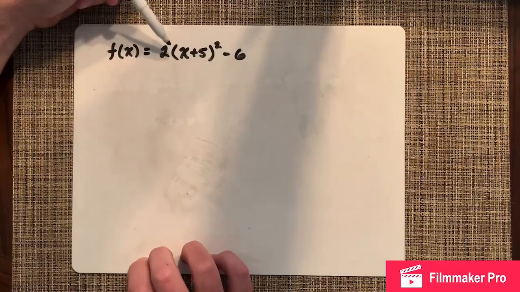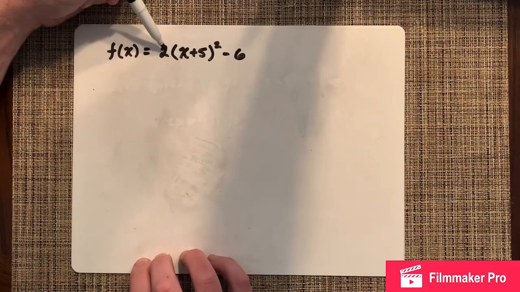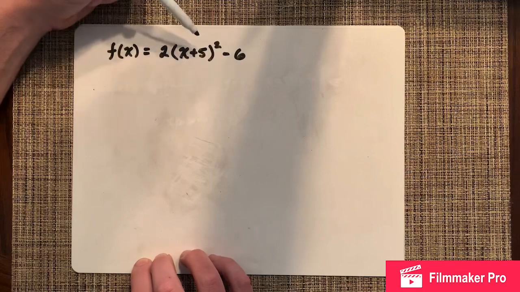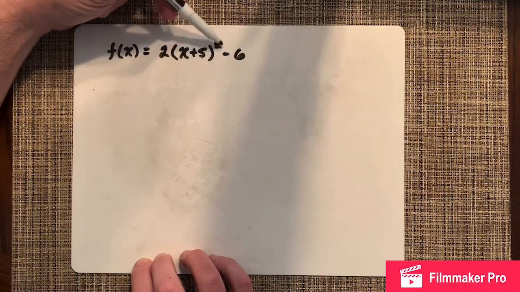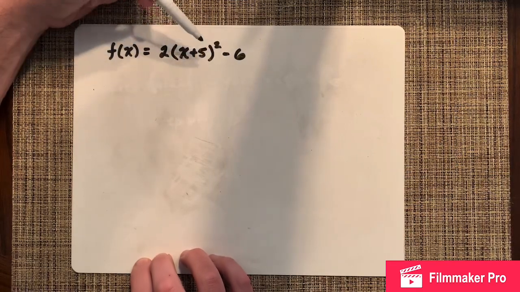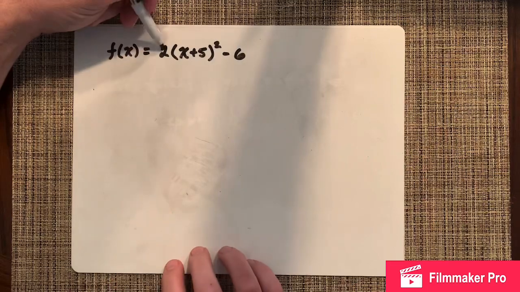First of all, let me tell you, you can never, do not ever distribute that 2 here at the very beginning. You can't do it. It's a quadratic right here. You're going to get the wrong answer if you do that. All right, so I've got to wait.